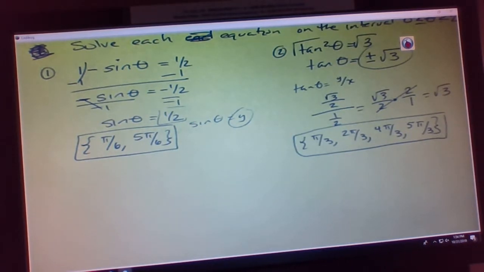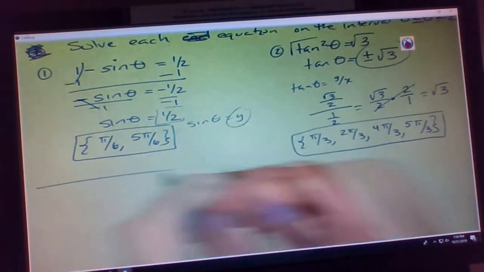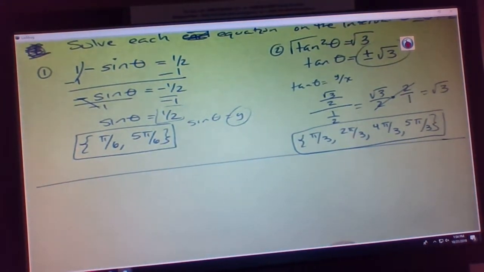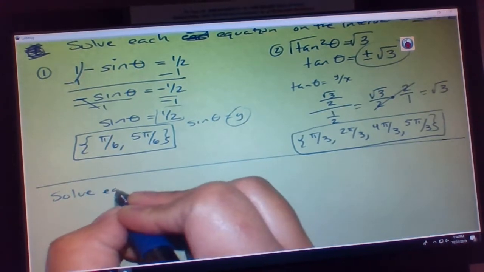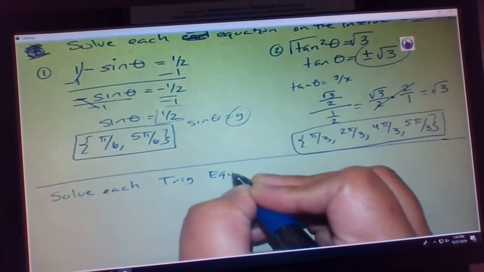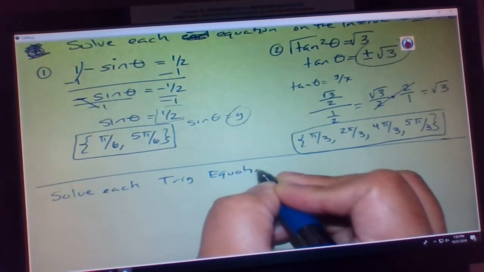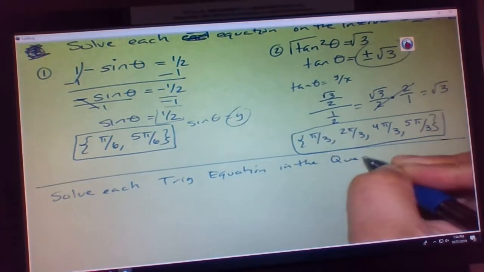All right. So please understand your answer should look like this. There's no reason why I should get decimal places, decimal numbers, in any of this. For number 3, so that's it for 1 and 2 under those instructions. For 3, I have: solve each trig equation in the quadratic form.